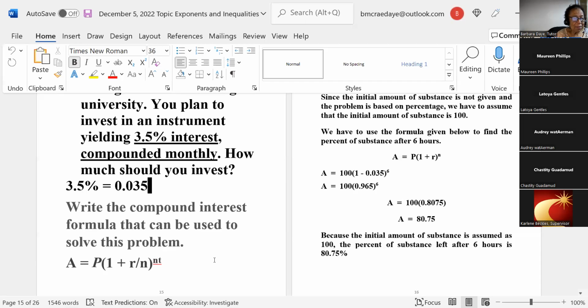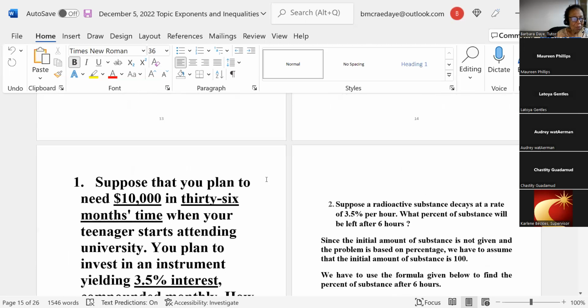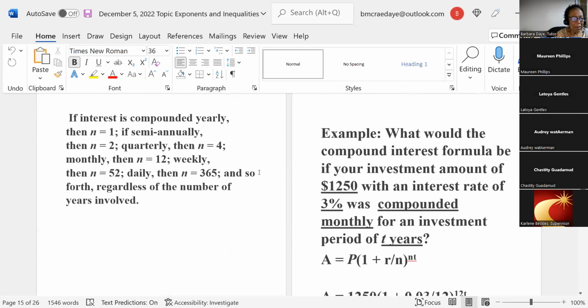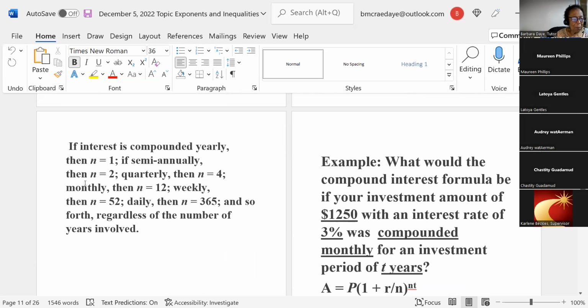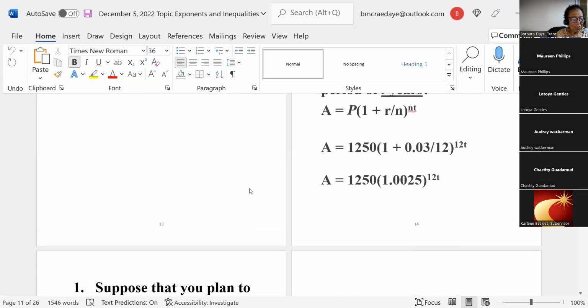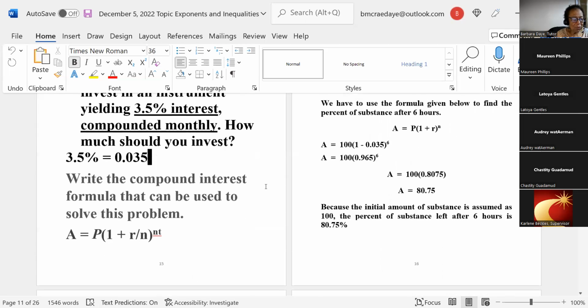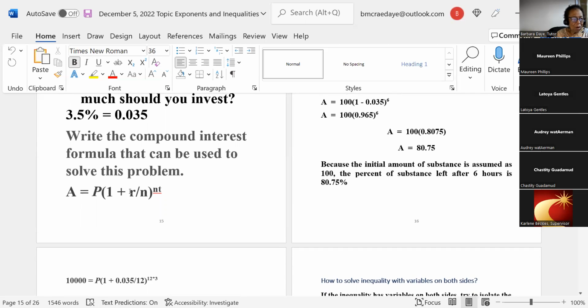And what is your N? Compounded monthly. So what's your N? Remember, I gave you some values. Let's go back up here. N for monthly is 12. Remember, 12 months in a year. Right. So put your 12. 0.035 over 12. There again, the N is 12.